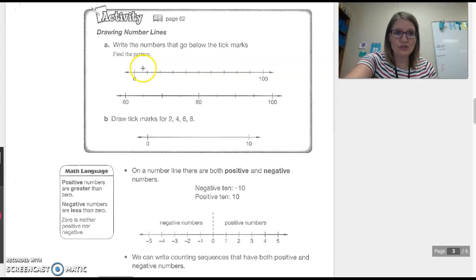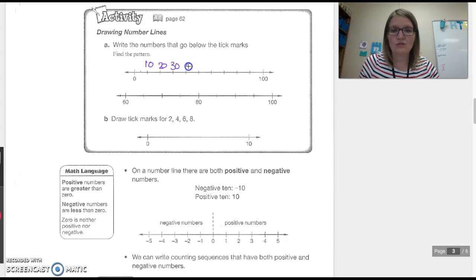So here we go, let's draw this. 10, 20, 30, 40, 50. Man, these are hard to fit in. 60, 70, 80, 90, and 100.